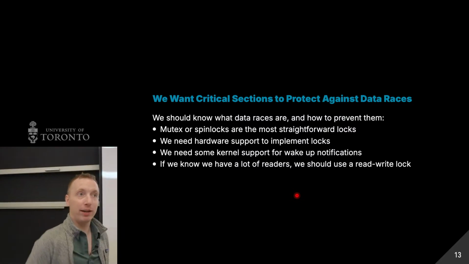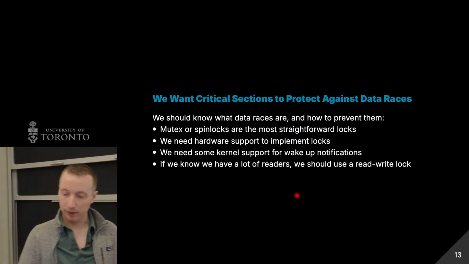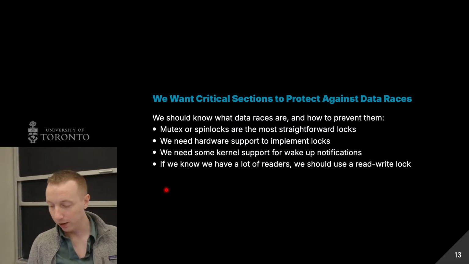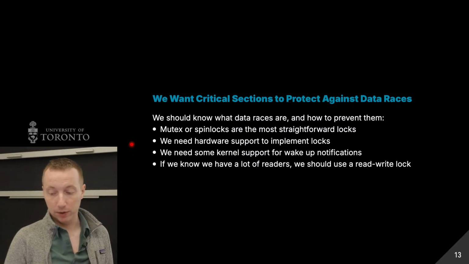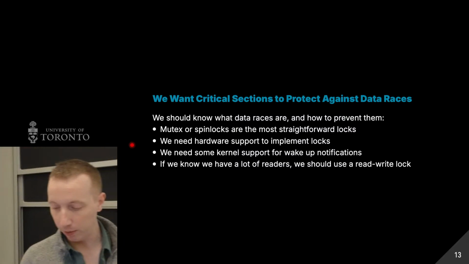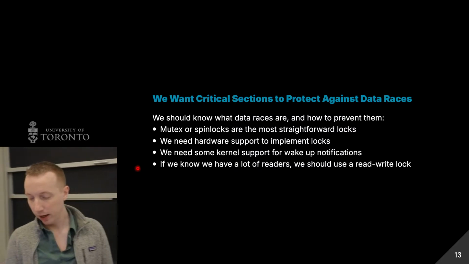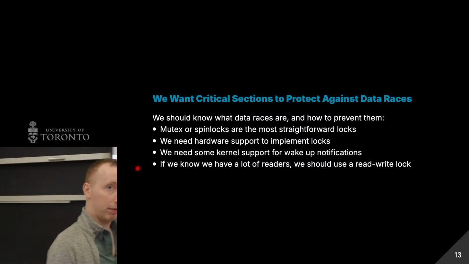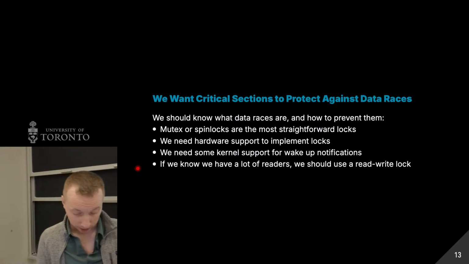So we need critical sections to actually protect against data races. Critical sections, again, only one thread can execute at a time. It's always between the lock and the unlock. So you should know what data races are and how to prevent them. Mutexes or spin locks are the most straightforward locks. To actually implement locks, you need hardware support like that compare and exchange instruction, or compare and swap. You would need some kernel support for thread sleep and thread wake up. And then, if we have a lot of readers, you should use a read-write lock. Again, that will be for performance if you actually want your program to run in parallel when you have multiple threads.